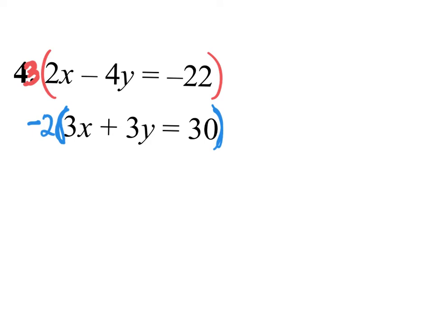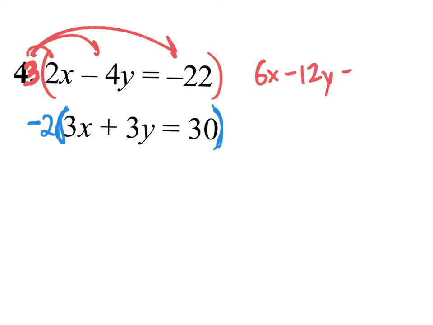So I'm going to distribute up on top: 3 times 2x, that's 6x. 3 times negative 4y, that's negative 12y. 3 times negative 22 equals negative 66. So there's my new modified red equation up on top. How did I modify it? I multiplied everything by 3.